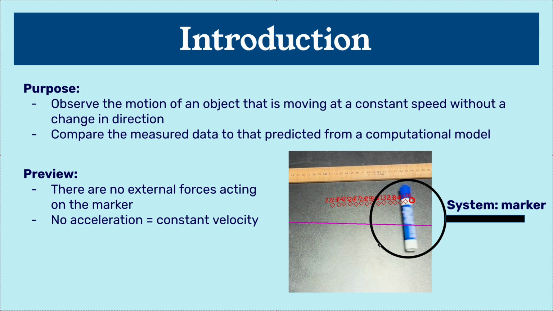In this scenario, our marker is our system, while everything beyond the marker, such as the table and the air, constitutes our surroundings.